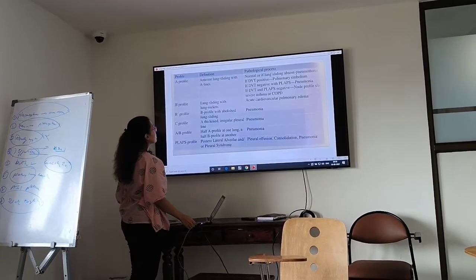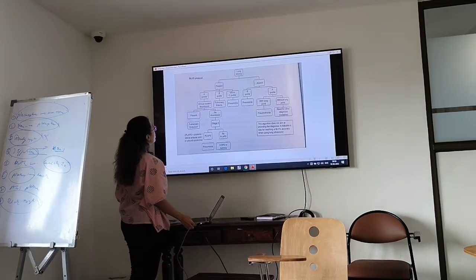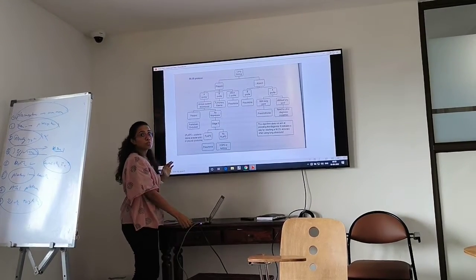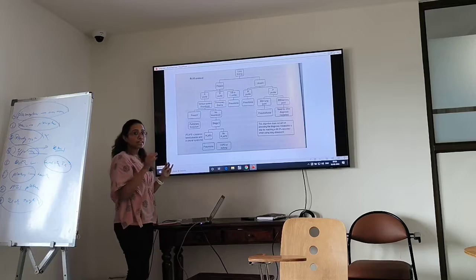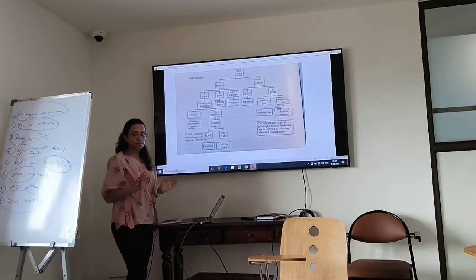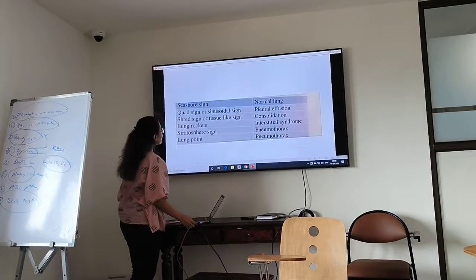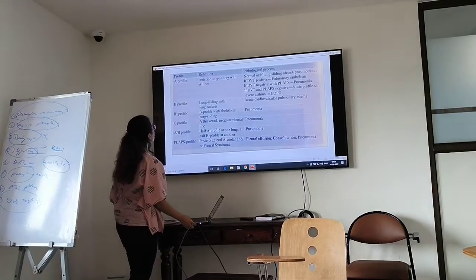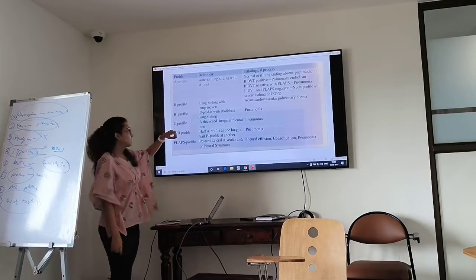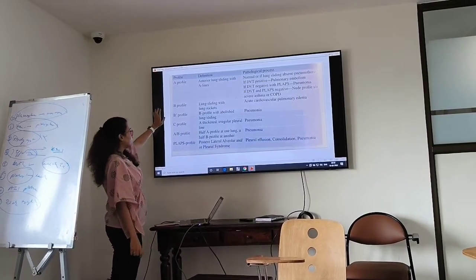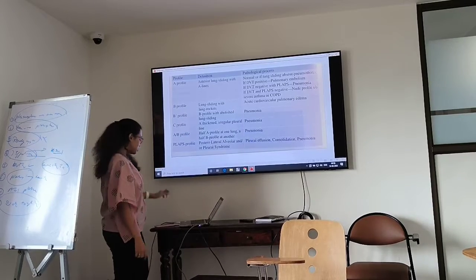So now there is something which is known as the BLUE protocol. The BLUE protocol is basically bedside lung ultrasonography in emergency. In that there are various profiles: A profile, B profile, B prime profile, C profile, A/B profile and PLAPS profile.